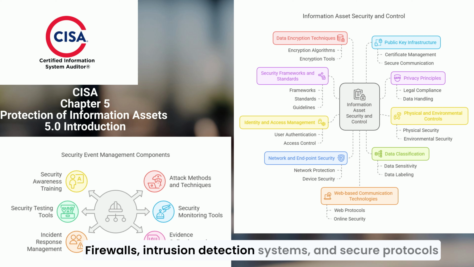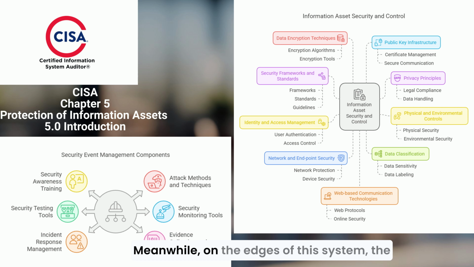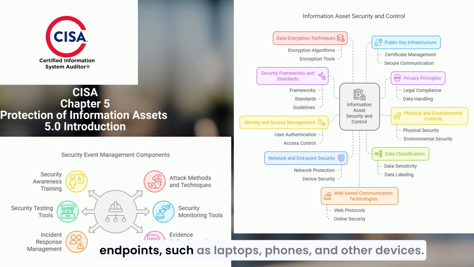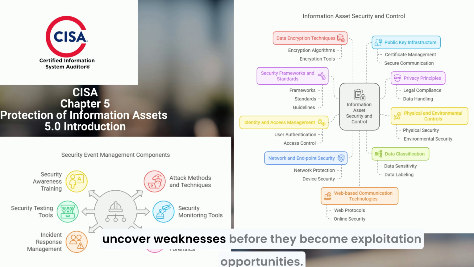Firewalls, intrusion detection systems, and secure protocols like HTTPS shield data in transit. Meanwhile, on the edges of this system, the endpoints such as laptops, phones, and other devices, security measures like endpoint detection and response, EDR tools, ensure potential threats are flagged and neutralized. Auditors assess these lines of defense to uncover weaknesses before they become exploitation opportunities.